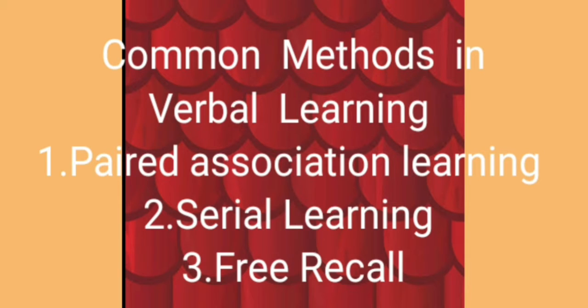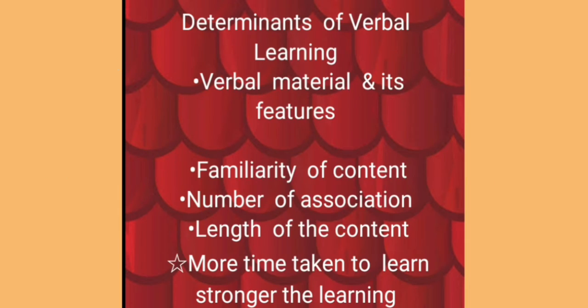Our next topic is different determinants of verbal learning. In this, we will try to understand how different factors affect our verbal learning. The most important among them is the type of verbal material and its features. If the material to be learnt is very lengthy and meaningless, will you find it easy to learn or difficult to learn? Sure, that will be a difficult task. Similarly, verbal learning is easy if the content is meaningful, when it is familiar to you, when you have frequently used it earlier, the one that you can relate to.